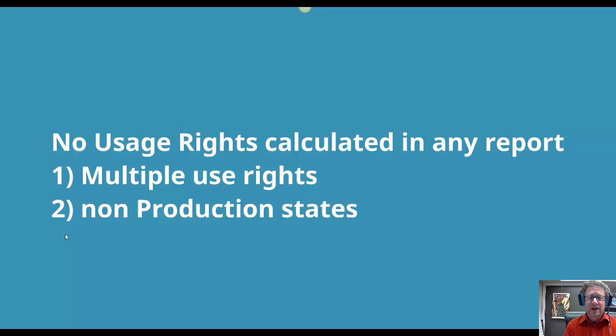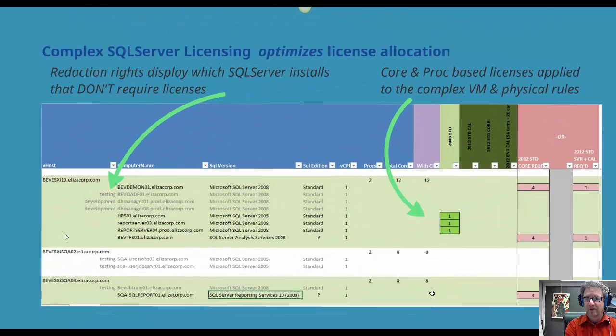Also keep in mind that this is an inventory tool. There are no usage rights calculated in any report. In other words, non-production states for SQL Server saying, hey, I'm MSDN, or I'm dev, or I'm a hot backup, or multiple use rights saying, oh, I've got Office Visio 2007 and 2010 Standard on the machine, I don't have to count 2007, right? That's not in here. There's no magic bullet for it from an inventory perspective, right?